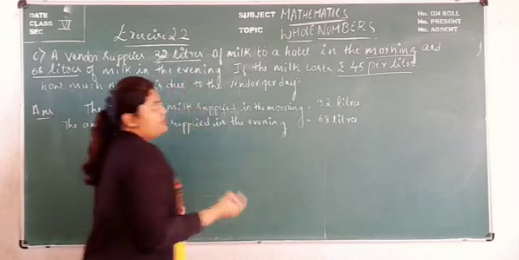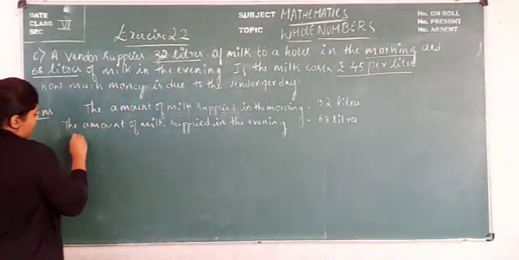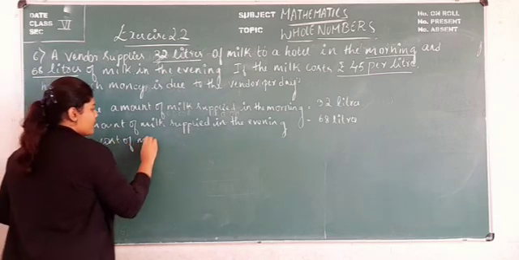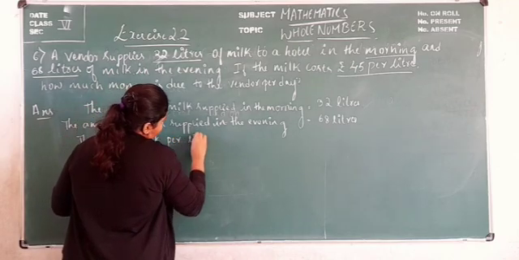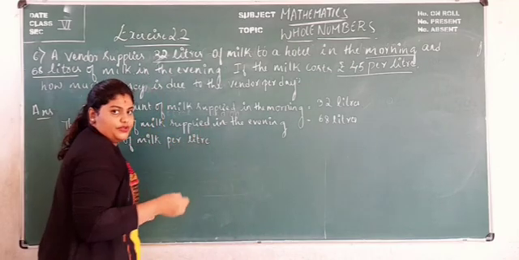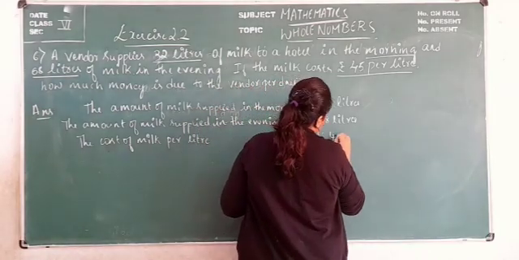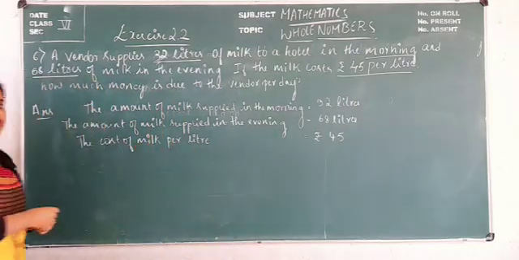And what else is given? Yes, we know the cost of milk per liter. The cost of milk per liter is equal to, yes, rupees 45. So the cost of milk per liter is rupees 45.